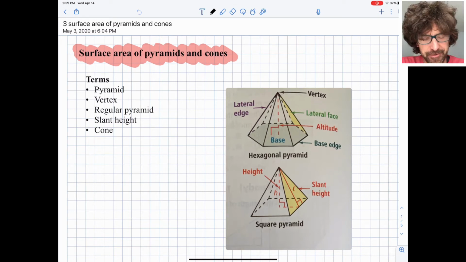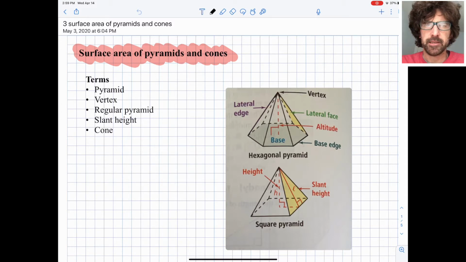All right, this is a video for geometry on the surface area of pyramids and cones, and they're actually very closely related, which is why we're putting them together into one video. We'll start off with a reminder of some terms, look at a couple formulas, and then go through a bunch of examples.